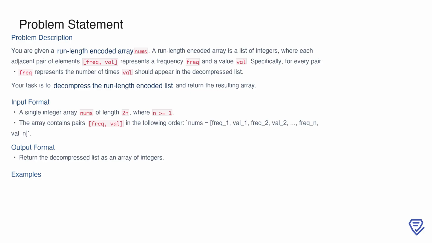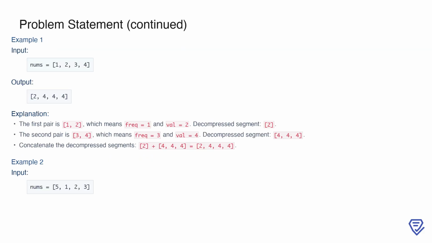The input will always be an even-length array because it consists of n pairs, where frequency and val alternate. The output should be a single array containing all the values repeated according to their frequencies. Let's look at an example to clarify.